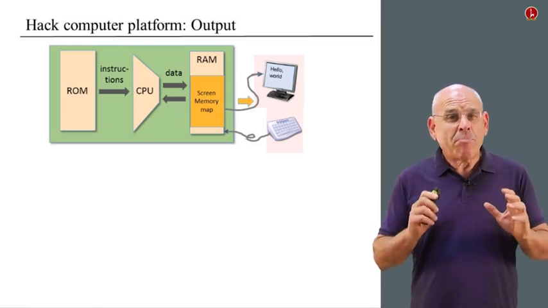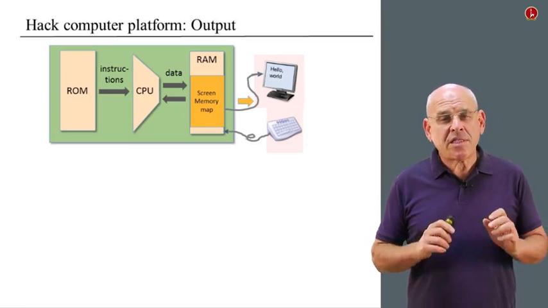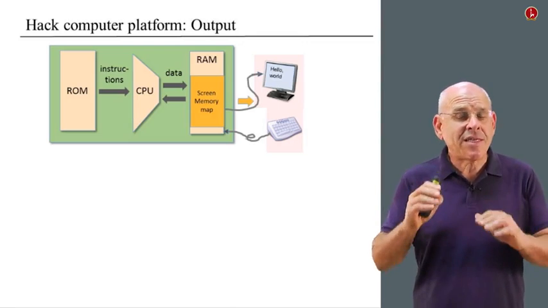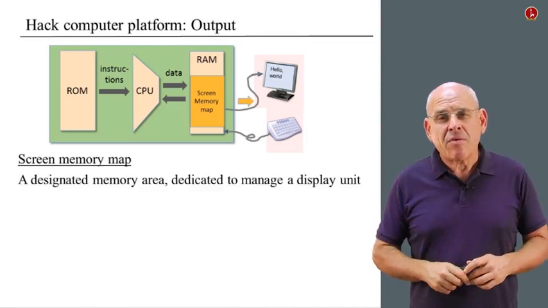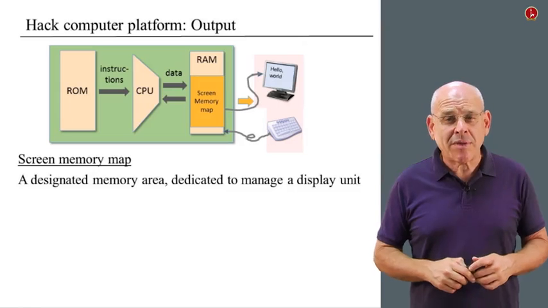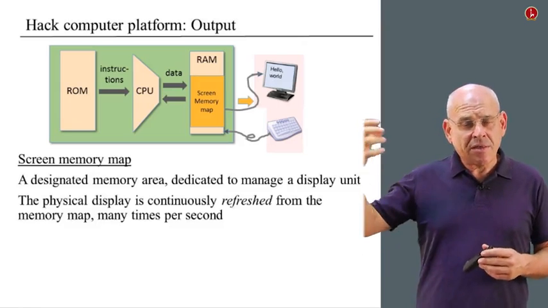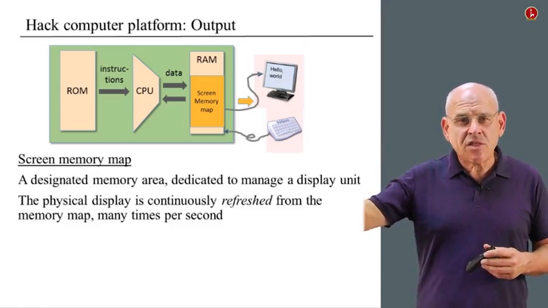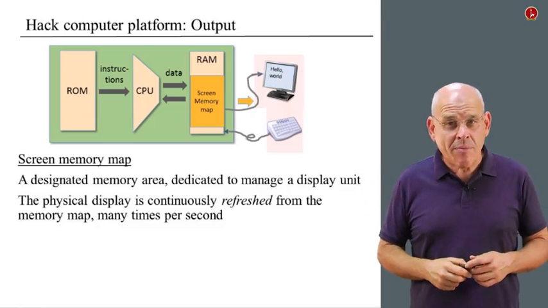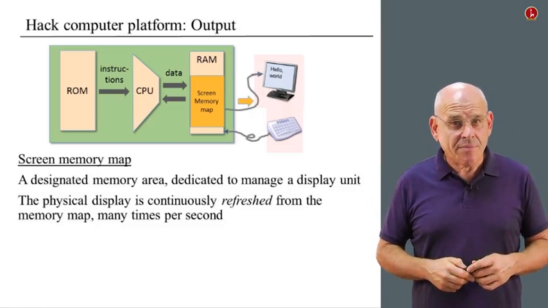Well, the most important player in this game is something called a screen memory map. And the screen memory map is a designated area which is part of the data memory of what we sometimes call RAM. So the deal is such that the physical display unit is continuously refreshed from the contents of the memory map. And this happens many times each second.